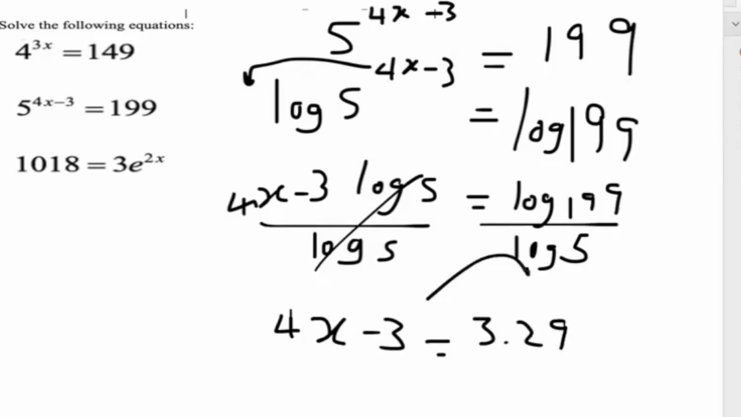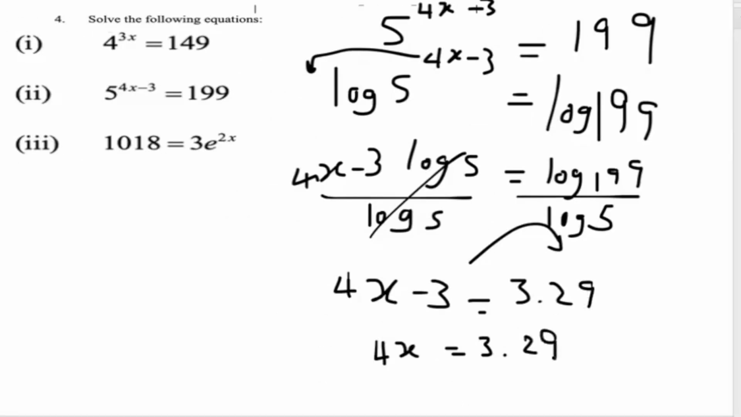And then carry the 3 over the equal sign. So I have 4x equal 3.29 plus 3. So that's 4x equal 6.29. And then because I have a 4 in front of the x, we have to divide both sides by 4.